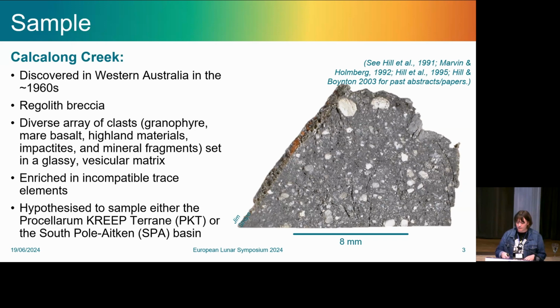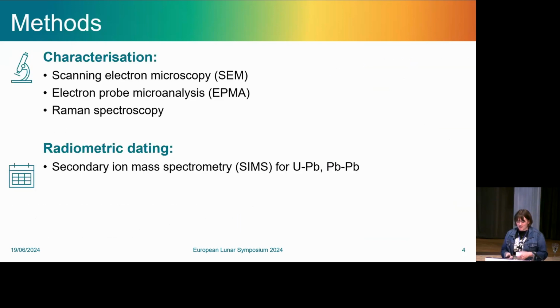So actually discerning the meteorite's provenance will help us understand more about the region and the processes that have shaped it. Method-wise, it's kind of a two-step approach. The first half is vaguely similar to what Alan just talked about. Thanks, Alan. So the first, I'm doing a bit of a geological characterization of the sample.